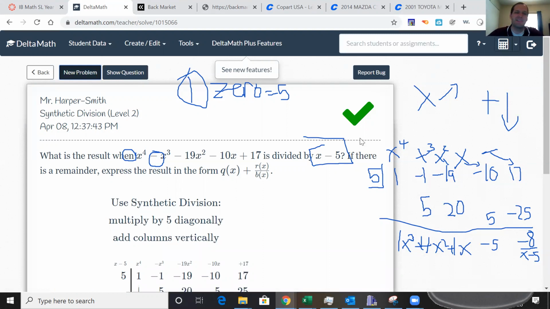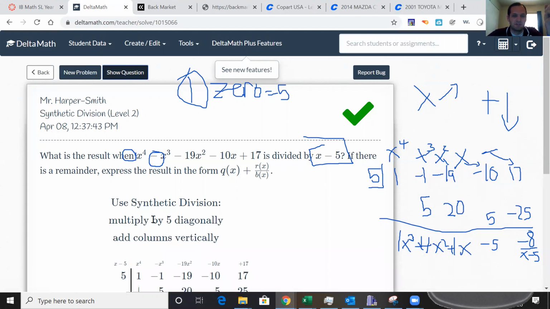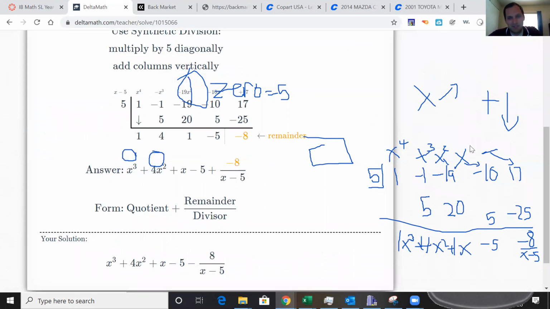Okay, so go to Delta Math, give it a try. This is synthetic division level 2. There's level 1 and 2. There's 5 questions from level 1, 2 questions from level 2. So you can do. There's the actual answer. How they do it, they did the same way I just did it.